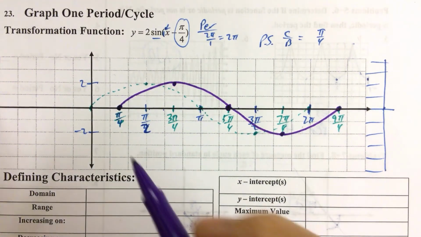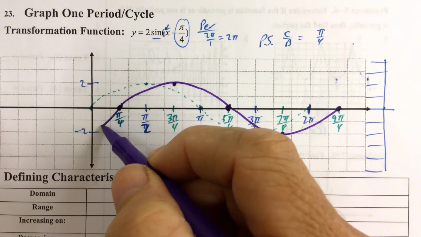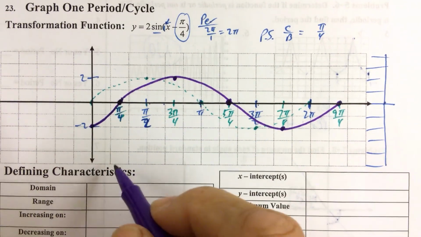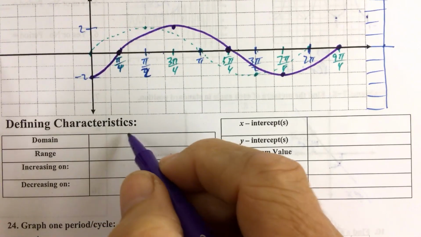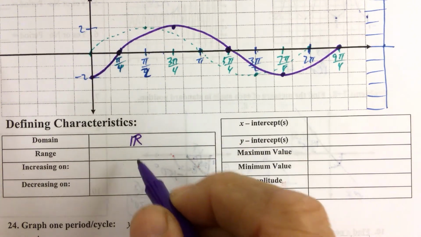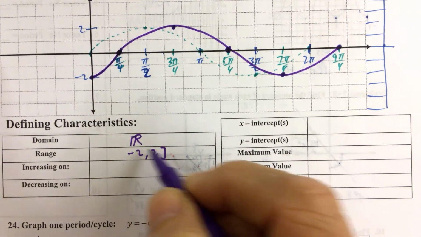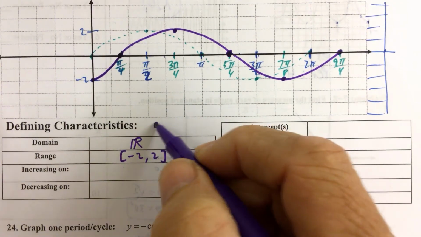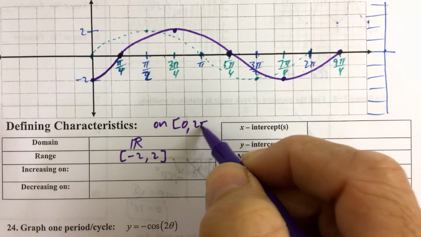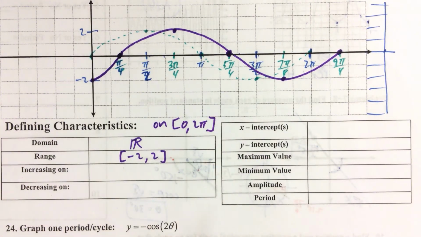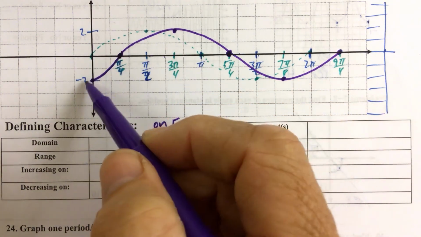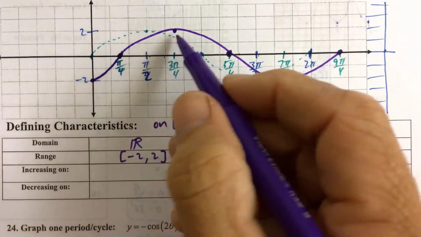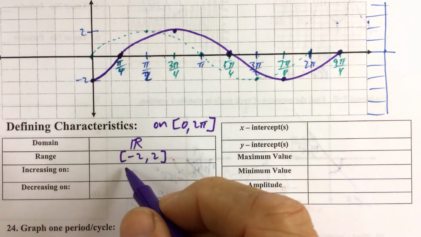So on the interval from 0 to 2 pi, the domain is all real numbers. The range is from -2 to 2. Increasing. So if we are using 0 to 2 pi, then you actually have to do one more thing than we're used to, and that's just extend the graph back to where it hits 0. And so it's increasing. This function is increasing from 0 all the way to 3 pi over 4.